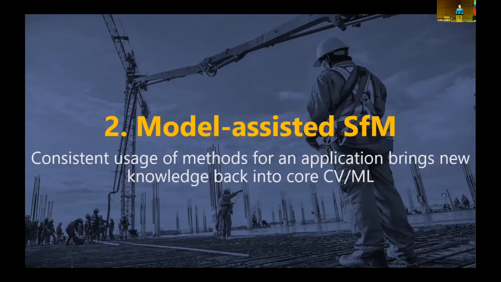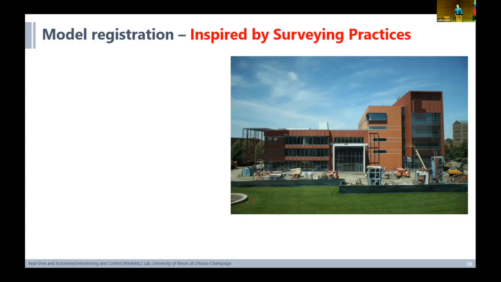So we came up with a new idea in computer vision, which is actually inspired by what we do in civil engineering. What if we assume that we have some understanding of the geometry in the scene and use that information to optimize a structure from motion, which we call model-assisted structure from motion. And the idea was very simple. It's actually inspired by our surveying practices.